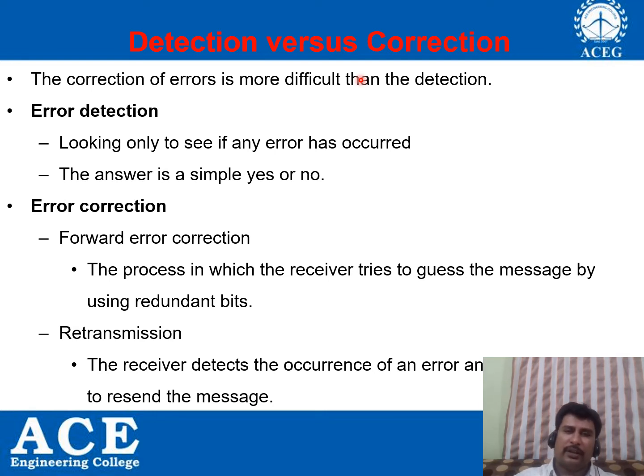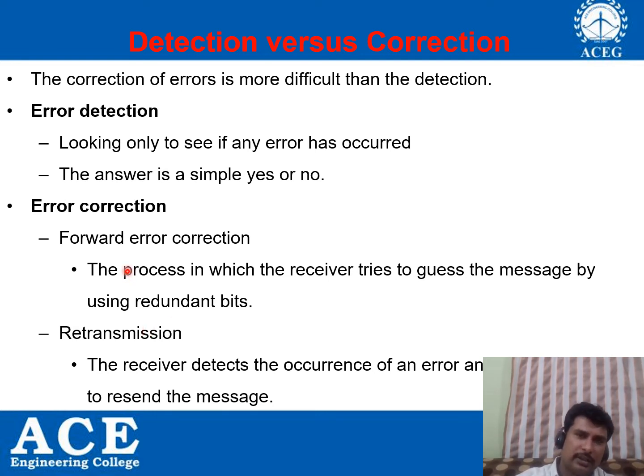Got it? So error detection is only trying to see if any error has occurred or not. And I can say a simple answer: there is no error, or maybe there is an error. But error correction is not only identifying whether there is an error or not, but trying to correct the error. Here we have two types of error correction, forward error correction and reverse error correction. As we mentioned in the beginning, in the process in which the receiver itself is trying to guess the message and correct it by using the redundant bits, I am not looking for retransmission. I am trying to correct the error by myself.